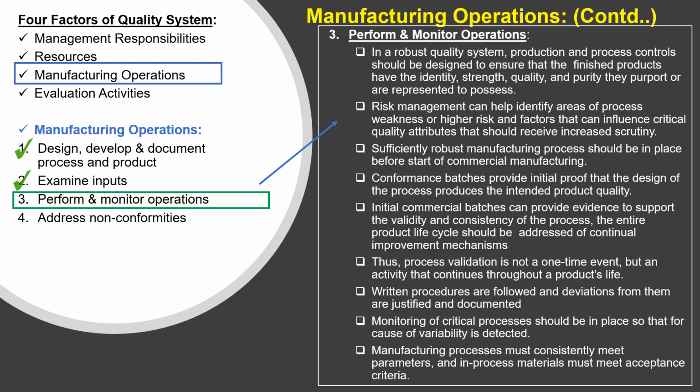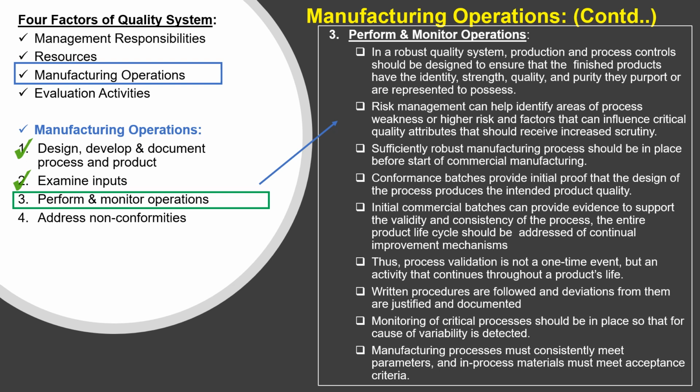Sufficiently robust manufacturing process should be in place even before starting the commercial manufacturing. Conformance batches provide the proof that design of the system and the process is able to provide the product as intended. It should be noted that process validation is not a one-time activity, but the guidances lay emphasis onto the continued process verification throughout the product life cycle.